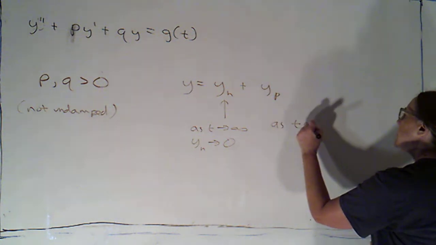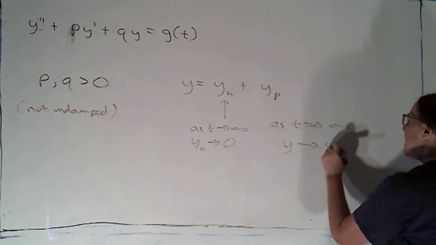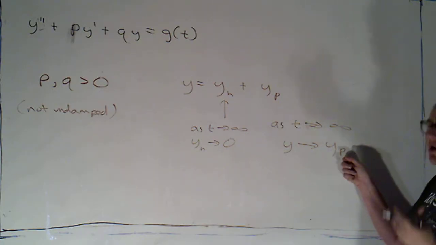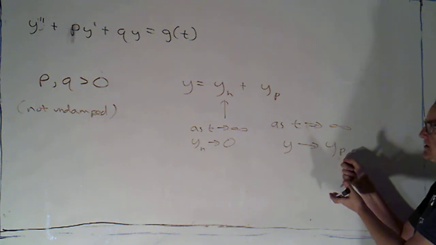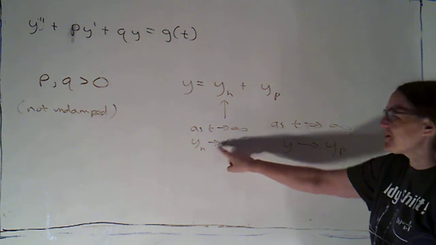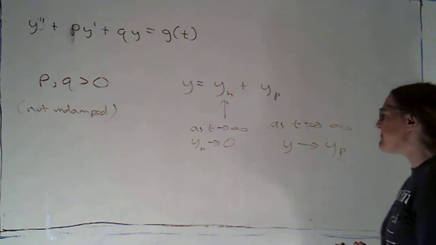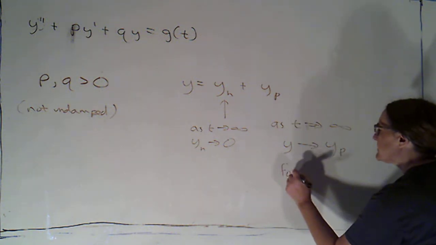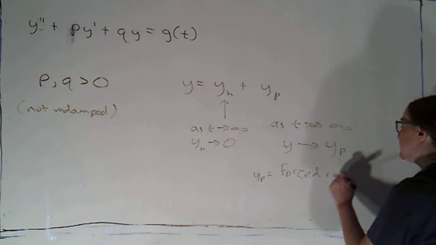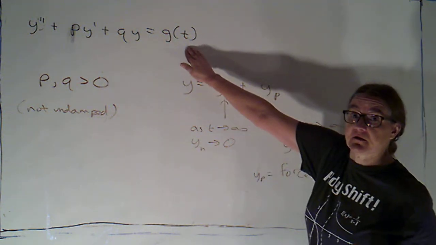So as time goes to infinity, all of my solutions are going to approach my particular solution. Now, there are infinitely many particular solutions, but they all differ from each other by one of these guys, which goes to zero as t goes to infinity. Okay, so they're all approaching the same basic curve. We call y sub p the forced response, because it's what's due to the fact that we introduced this forcing function.